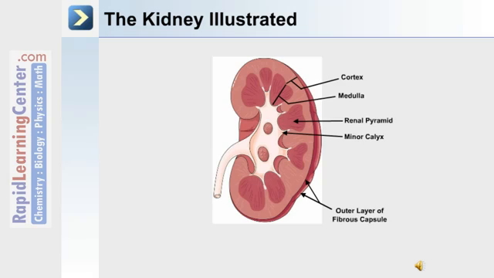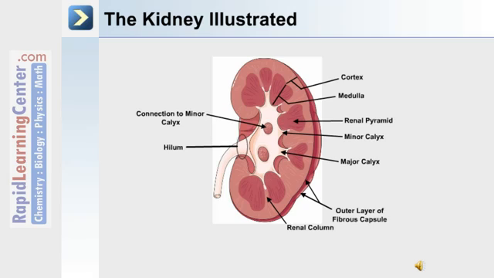Within the medulla are renal pyramids. There are also minor and major calyx. Between the renal pyramids is the renal column. The hilum of the kidney is the location of the renal pelvis and the exit for the ureter.